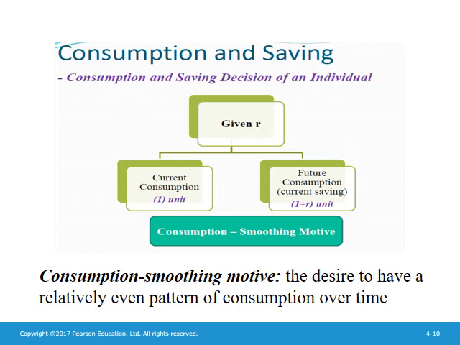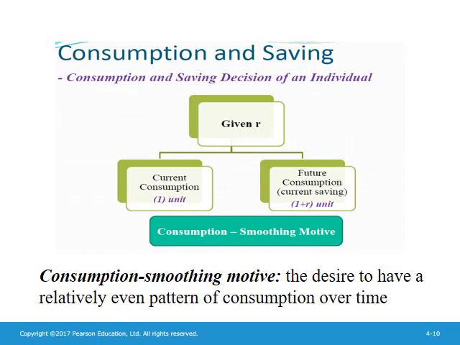Actually, there are two unrealistic extremes. One can spend all his money on current consumption today and leave nothing for the future. Or he can save all his money and consume nothing, zero today.